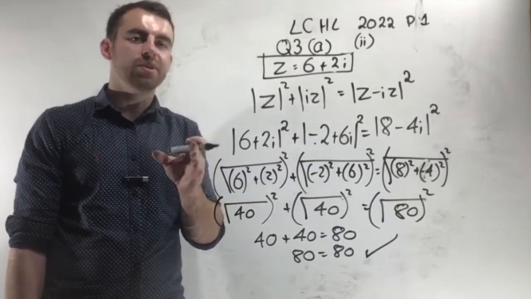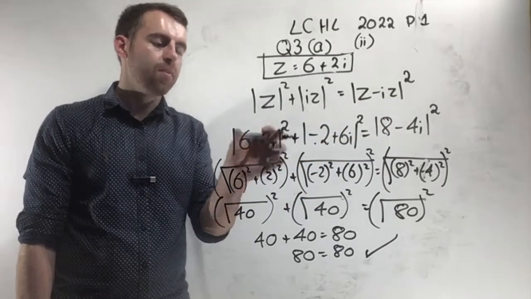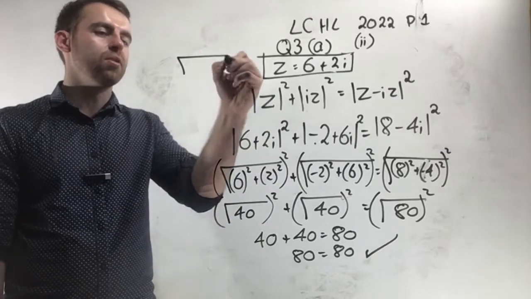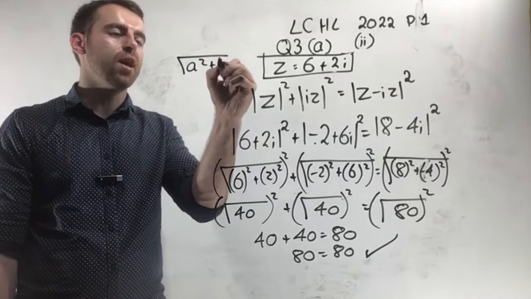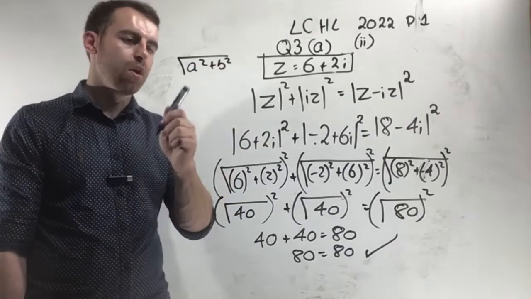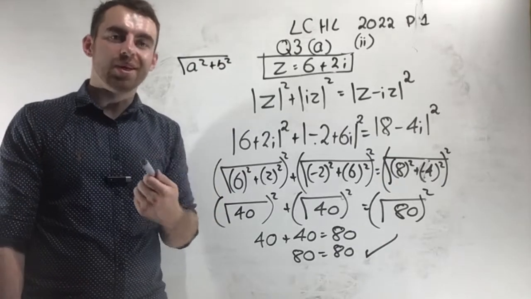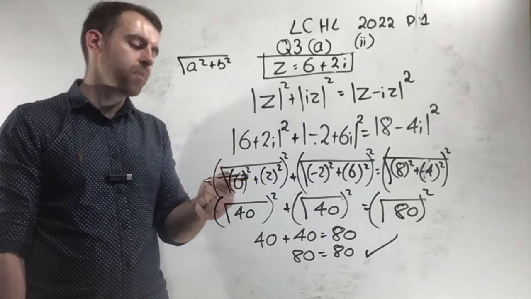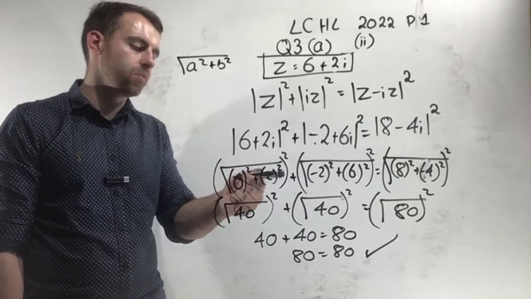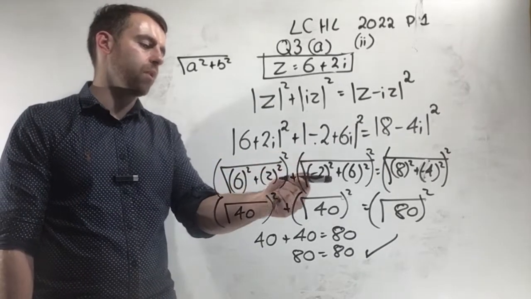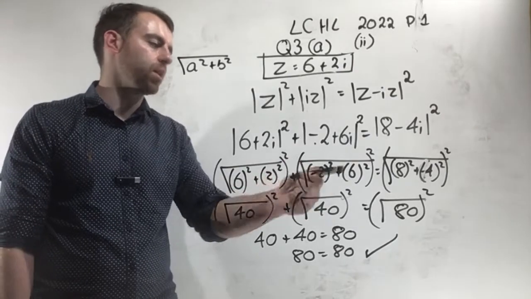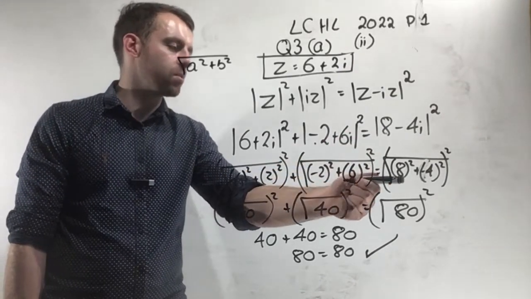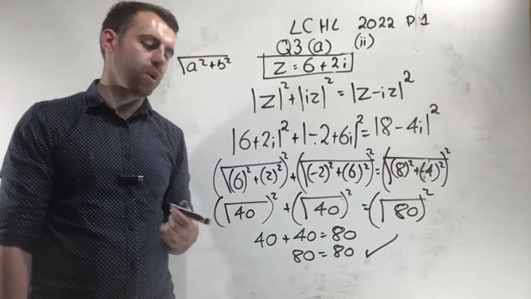On the next line, I'm dealing with the modulus. Remember that to work out your modulus, it's the square root of a squared plus b squared, where a is the real number and b is the coefficient of i. So to get the modulus of 6 plus 2i, it's the square root of 6 squared plus 2 squared. This one is the square root of minus 2 squared plus 6 squared, and this is the square root of 8 squared plus minus 4 squared.